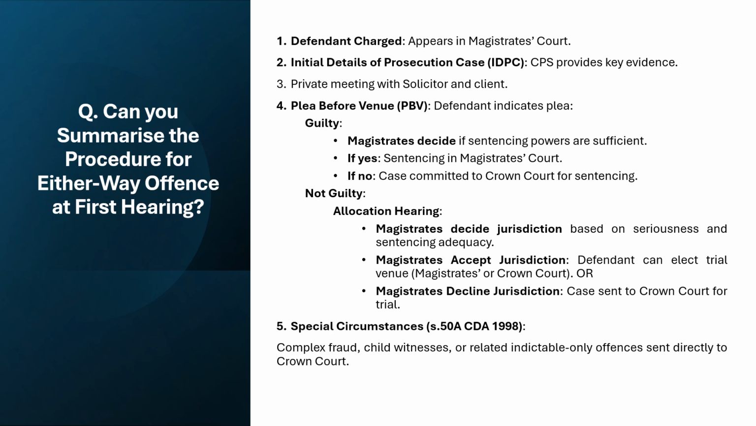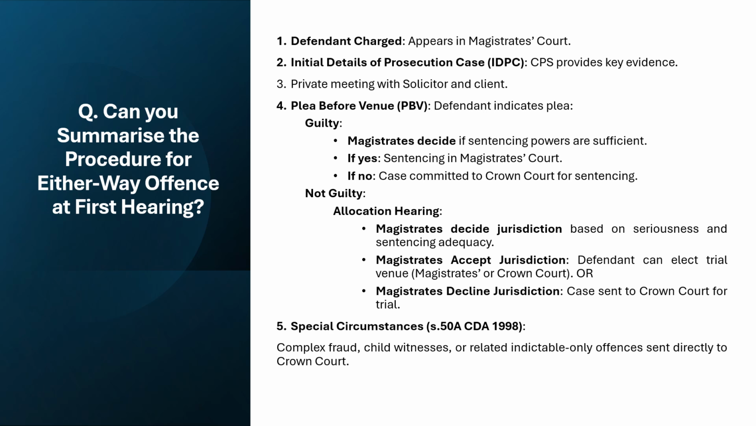So can you summarise the procedure for either way offences at the first hearing? Defendant charged appears in the magistrates court. Initial detail of the prosecution case. CPS provides key evidence. There's a meeting with the solicitor and the client. There's a plea before venue. Defendant indicates a plea, guilty. Magistrates decide if sentencing powers are sufficient. If yes, sentencing in the magistrates court. If no, case is committed to the Crown Court for sentencing.